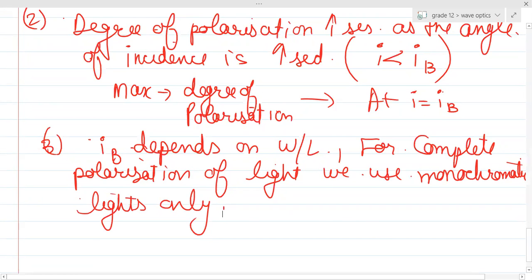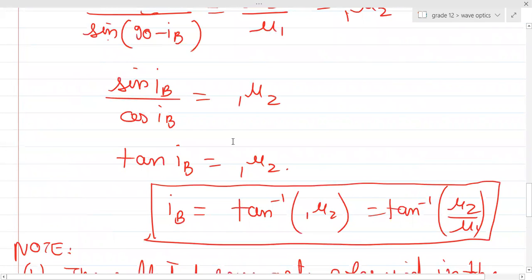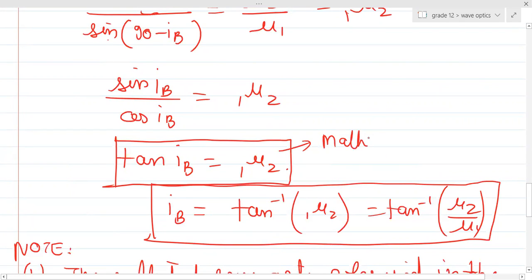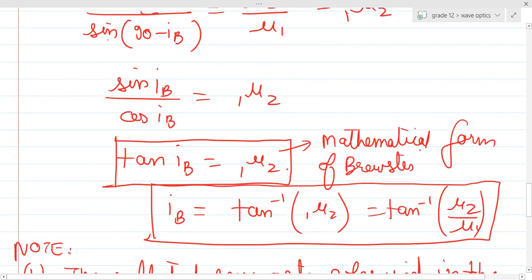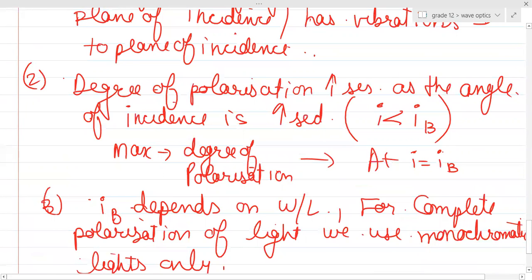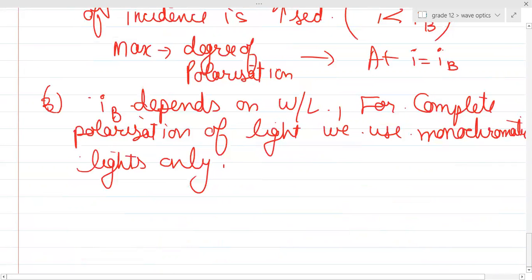Sometimes people call this, mu equals tan IB, Brewster's law. So generally they define that the tan of the Brewster's angle is equal to the relative refractive index of the medium. So basically this is the mathematical form of Brewster's law. Okay? Is it clear, guys?